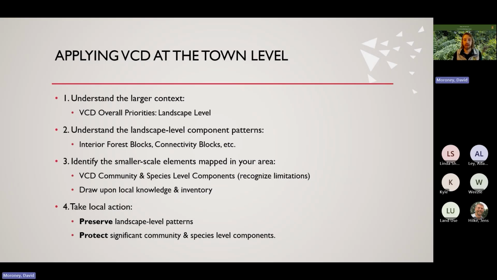Now, once we have all of that information, it's easy to recognize patterns and it's easy to see hotspots that need protection. And so we can take local action.